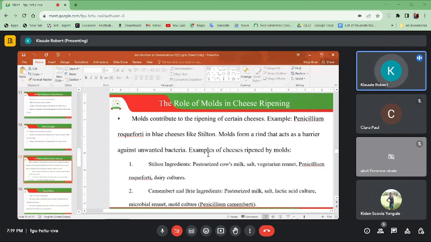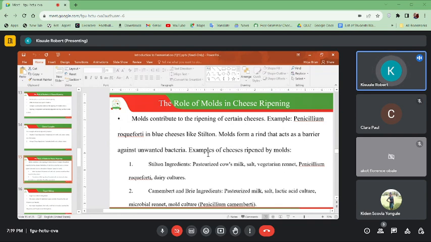Okay, so what is the role of molds in cheese ripening? Okay, the molds contribute to the ripening of certain cheese. For example, the Penicillium roqueforti in the blue cheese, like Stilton, and also molds form a ring that acts as a barrier against unwanted bacteria. Examples of these we are looking at the Stilton ingredients and also the camembert and the brie ingredients.